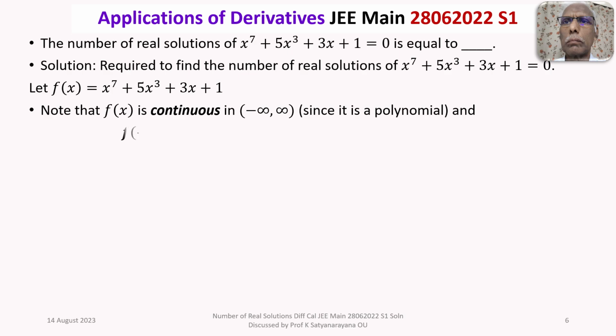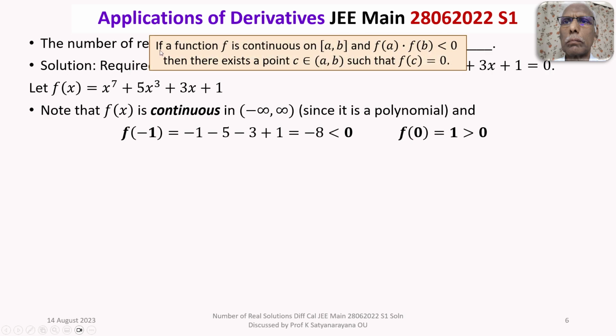And we notice that the value of f at minus 1, substitute x is equal to minus 1 in this and simplify, we will get minus 8, which is negative. And you also notice that the value of f at 0 is 1, which is greater than 0. So f of minus 1 is negative, f of 0 is greater than 0, f of x is continuous, then you recall a theorem, which is an application of the intermediate value theorem.